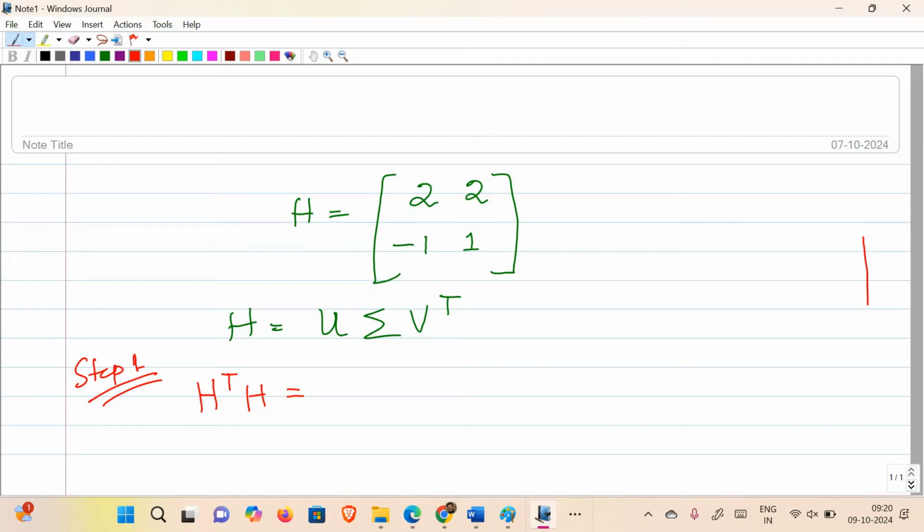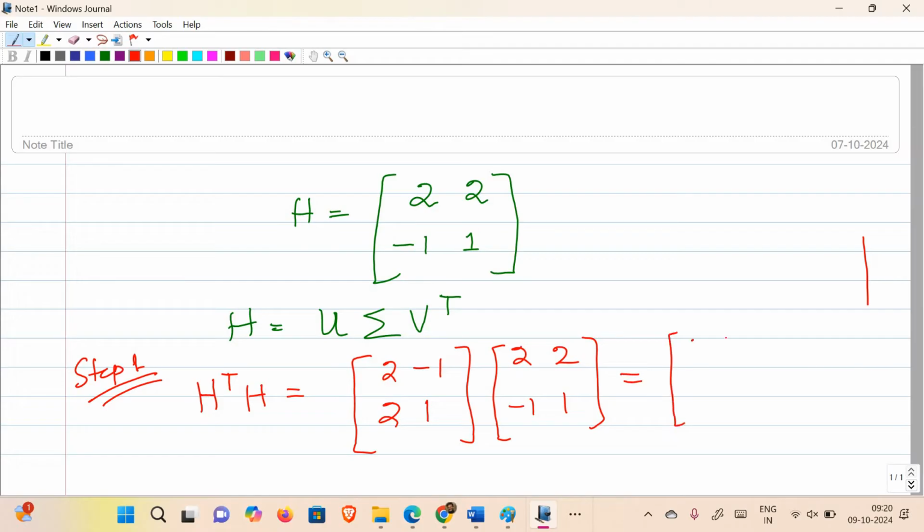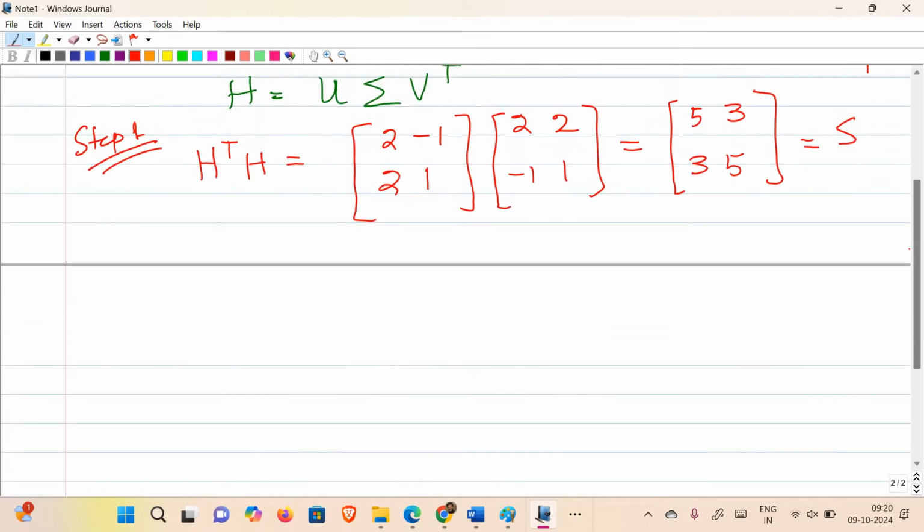So I'll write it down, step 1. Okay, let us try to find out H transpose H. So this means 2 minus 1, we are doing the transpose, and 2, 1 multiplied by H, which is 2, 2 minus 1, 1. And if you do the calculation correctly, you are supposed to get 5, 3, 3, 5 as the outcome, which I am marking as our matrix S. Please stop me if anywhere you are feeling that you are not able to understand. Simple things we are doing. H transpose H we are doing, and we are getting a matrix S.